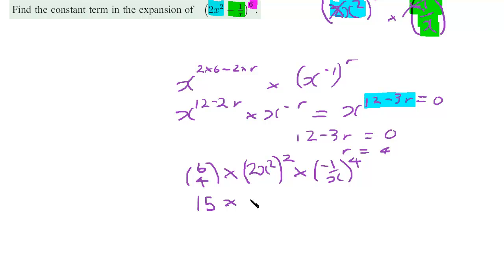Times 2 squared, which is 4. We've got x to the 4. Now if this all works out nicely, the x's should all cancel. Times by minus 1 to the 4 is just going to be 1. x to the 4 over x to the 4. You're just going to raise this to the power of 4, so the minus 1 will become positive. And we can see that these cancel. So that just leaves us 15 times 4, which is 60. And that is our constant term in the expansion of all of that.